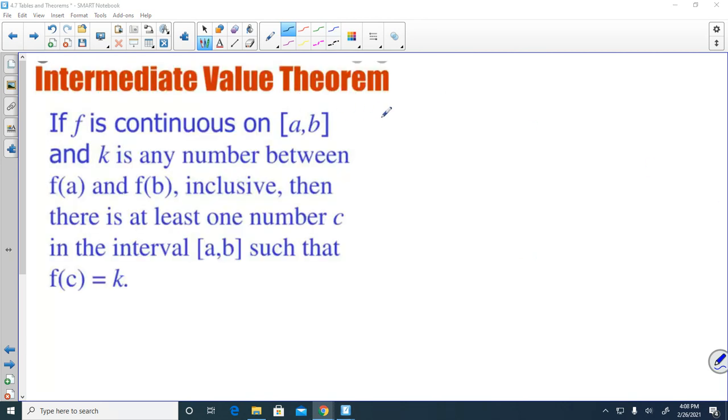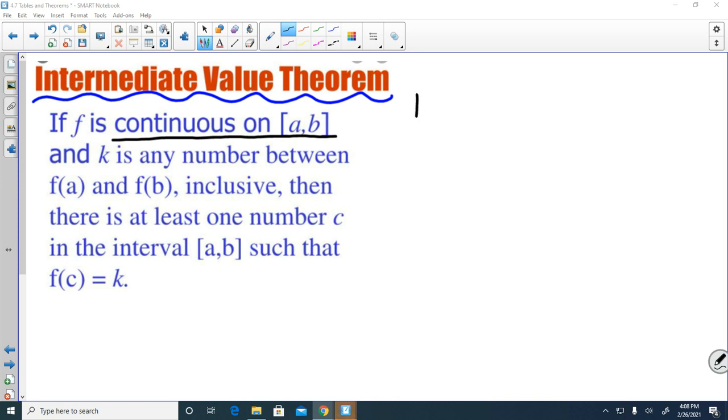Now let's talk about the intermediate value theorem. Intermediate value theorem is pretty huge in calculus. It's one of the existence theorems, so we use it to say that something exists. There are some criteria that must be met, though. The first criteria is that f has to be continuous on a closed interval from a to b.